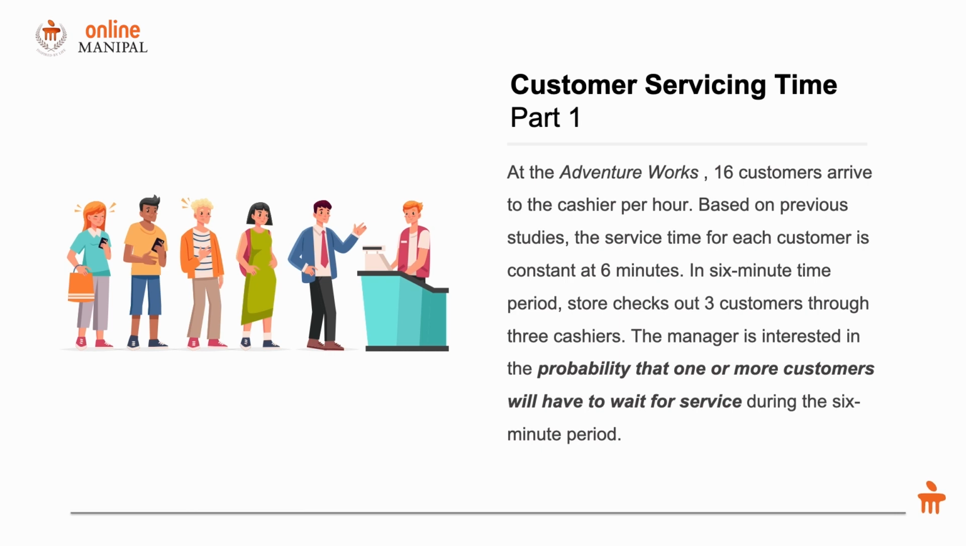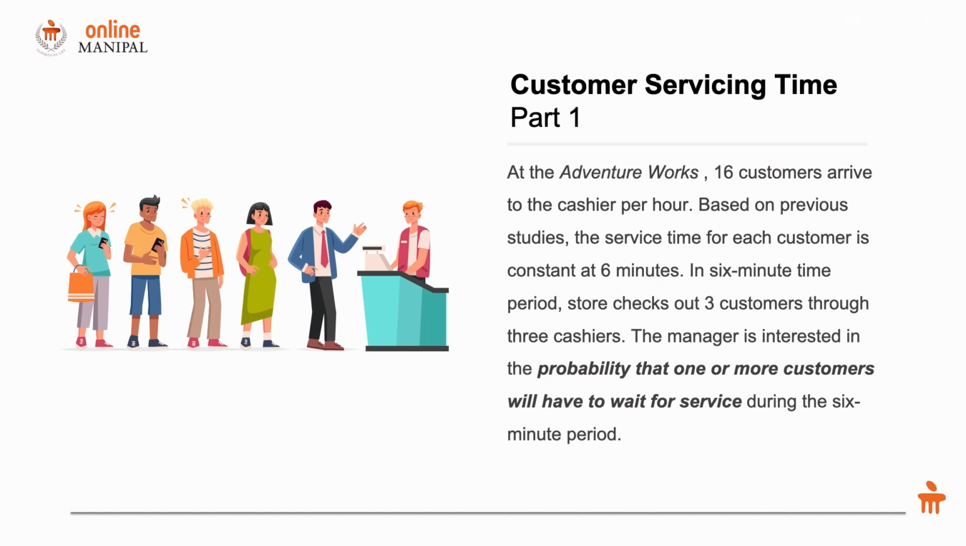What is the use case? The use case is here again in the Adventure Works store. There are 16 customers that arrive at the cashier per hour. Using the historical data, they know that every hour at least 16 customers arrive at this cashier. And based on the historical data, it is seen that a constant 6 minutes of time is taken to process each of the requests. Then the store manager has put up 3 cashiers. So 3 people would be serviced simultaneously in a 6 minutes duration.